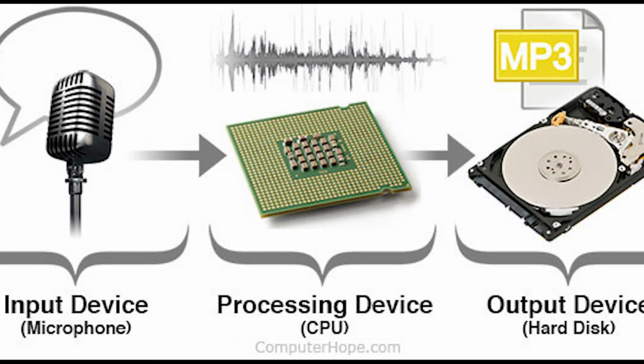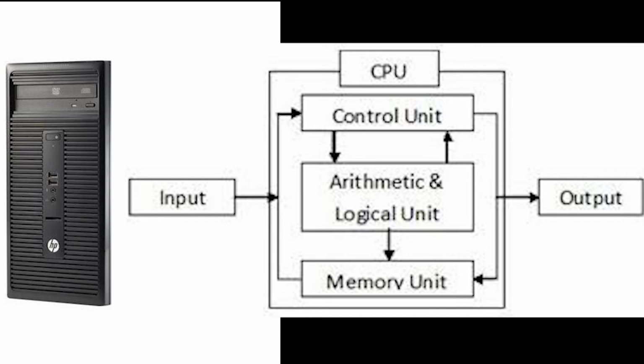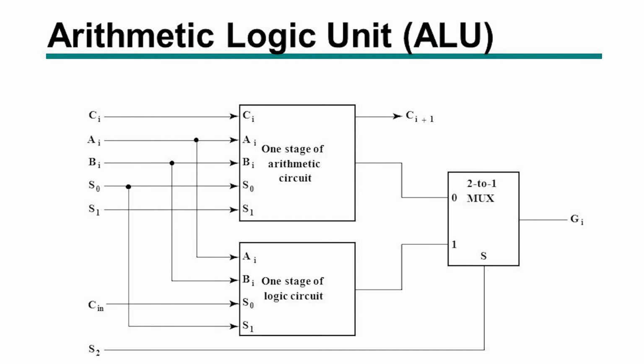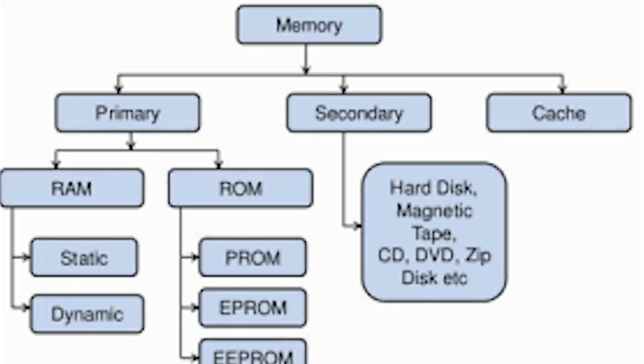The next is the processing unit. The processing unit, which is called the Central Processing Unit or CPU, is like the brain of the computer, and it is commonly known as the brain of the computer. All the processing work is done by the CPU. A CPU has three parts. The first part is the arithmetic and logic unit, abbreviated as ALU. The second is the control unit, abbreviated as CU. And the third one is the memory unit.